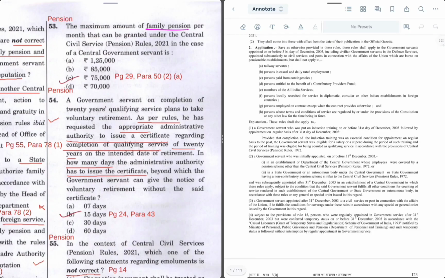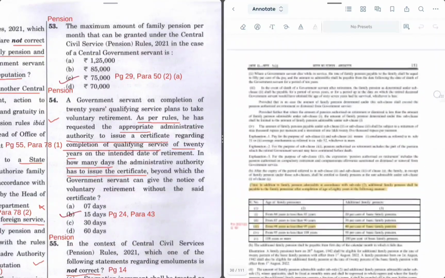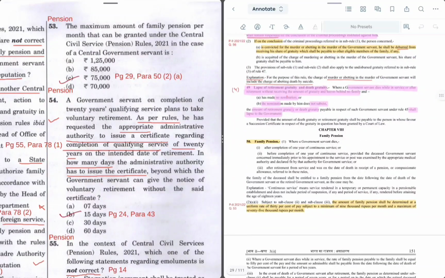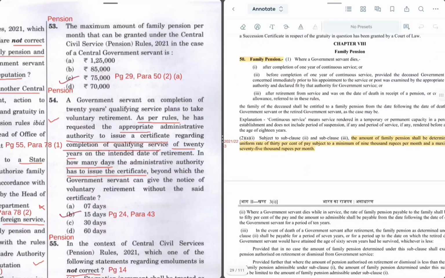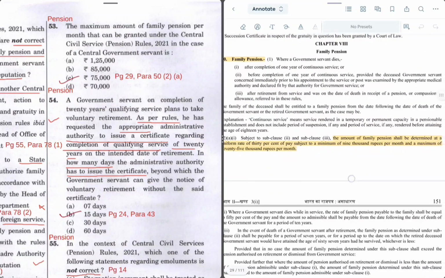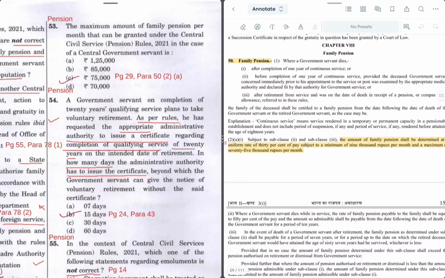Let's go to page 29 of CCS pension rules. In para 50 subpara 2A1 it says that amount of family pension is payable at a uniform rate of 30% subject to a maximum of 75,000 rupees per month. As we all know, the maximum basic pay of a civil servant is 2,25,000 except cabinet secretary. So 30% of the maximum basic pay is 75,000. That's why this is the maximum amount, which is the ceiling.